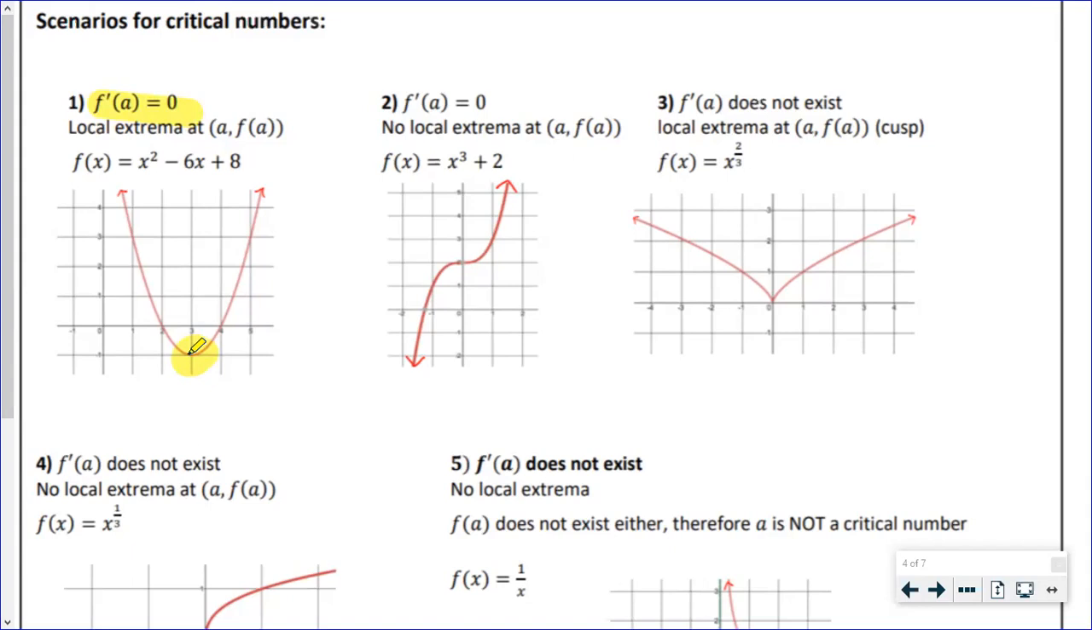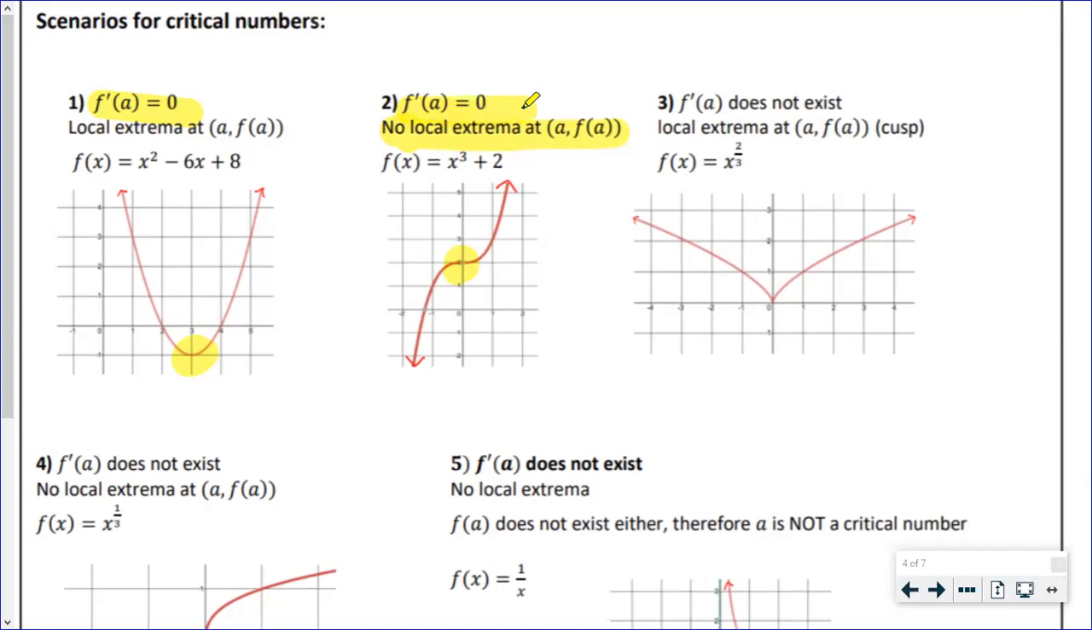We could also have the derivative equal to 0 for this cubic function, where there is no local maximum or minimum, but we have this funny situation where we still have a horizontal tangent line at the point on the y-axis. So that still counts as a situation where the derivative is equal to 0.